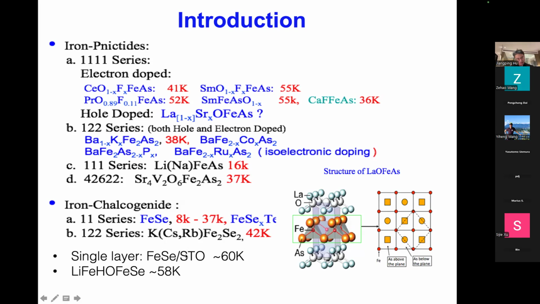There's also single-layer iron selenium on STO that can go to about 60 K, and these types of things. They all have a basic structure: this iron arsenic layer or iron selenium layer. They are responsible for superconductivity.